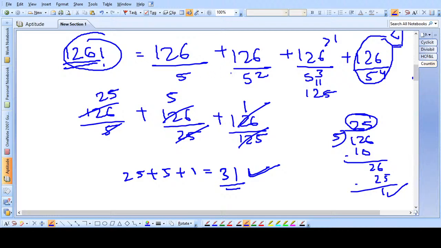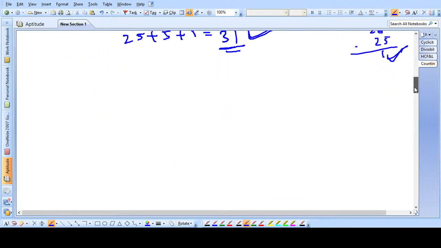Just divide it by 5 squared, 5 cubed, or 5 to the power 4. Continue with that and just have the number divided. Don't go for the remainder, it's okay. Just go for the quotient. Put the values, take the values and add them, and that is the number of zeros coming in the factorial.